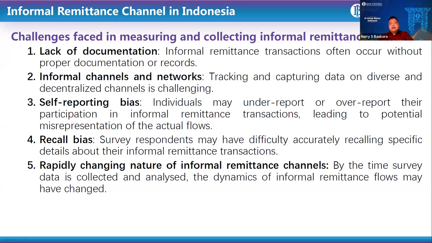Informal remittances may utilize a complex network of intermediaries, including friends, relatives, and informal money transfer operators. Identifying and accessing these channels for data collection purposes can be difficult, as they operate outside formal regulatory frameworks. And there's also a self-reporting bias. When we do a survey, individuals may underreport or overreport their participation in informal remittance transactions, leading to potential misrepresentation of the actual flows.